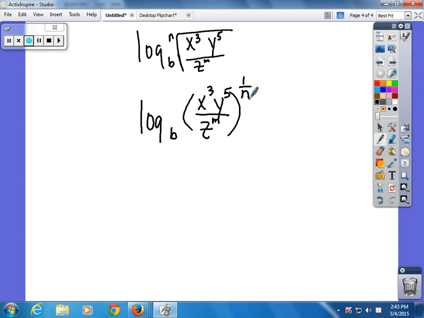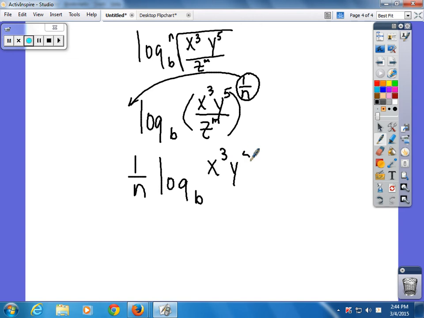Now, a lot of you say, well, why can't we distribute the 1 over n, use the power rule? That would be okay. But, is there an easier way to get rid of that 1 over n? Yes. Bring it what? Bring it out front, and that way you don't have to worry about it. So 1 over n times log base b of x cubed y to the 5th over z to the n.